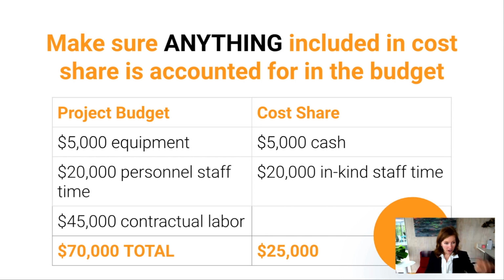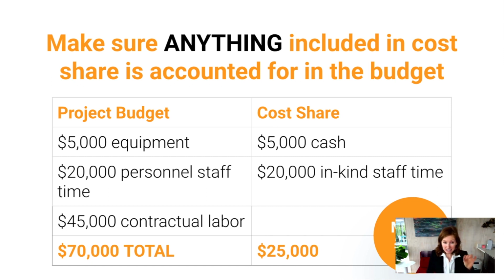And so again, $5,000 of equipment, $20,000 of personnel staff time, $45,000 of contractual labor, and the total project budget truly is $70,000. Their cost share is not changing. They're still putting in $5,000 of cash and $20,000 of staff time, and that equals $25,000. So truly, their match is 36%, not 50%.